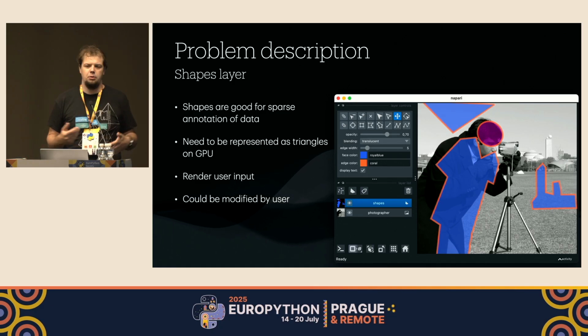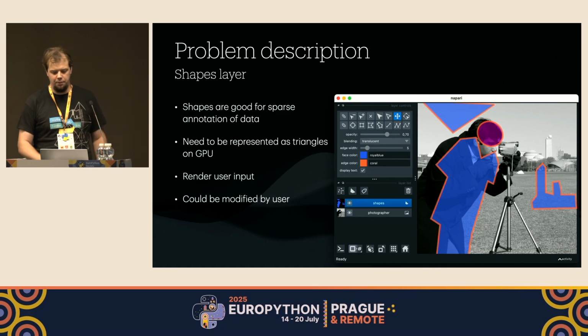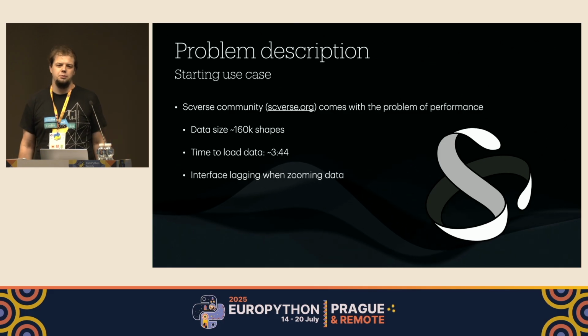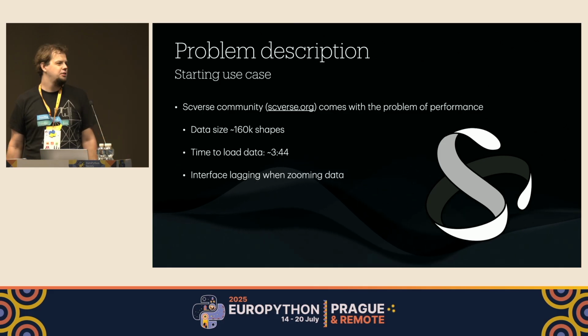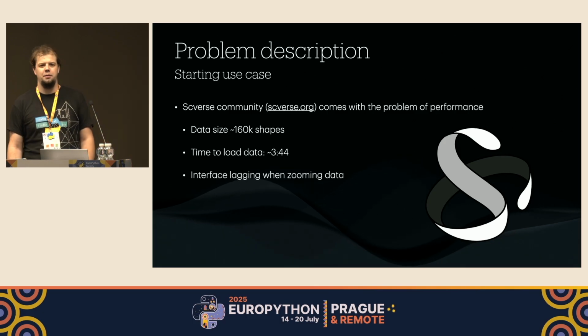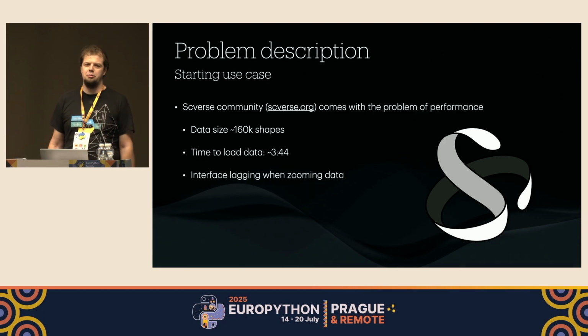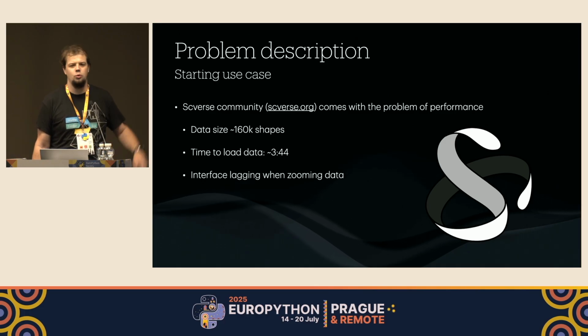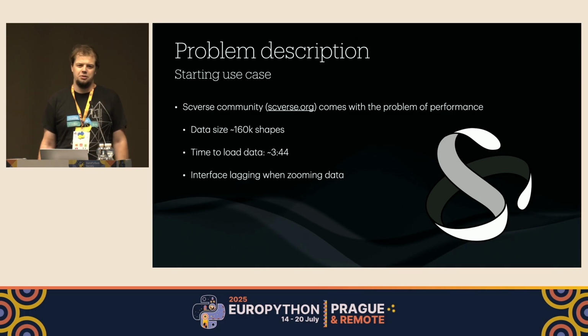But at some moment someone implemented shapes, it worked well, and then people from the spatial data community came to us and told us, hey, we really like Napari, but it works really, really badly on our data. And their data starts at around 160,000 shapes.